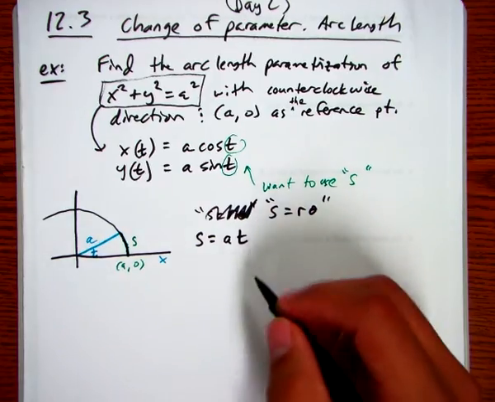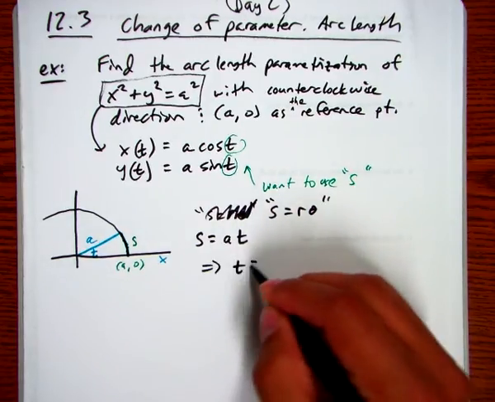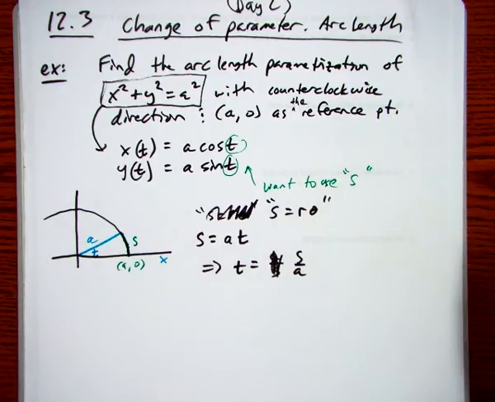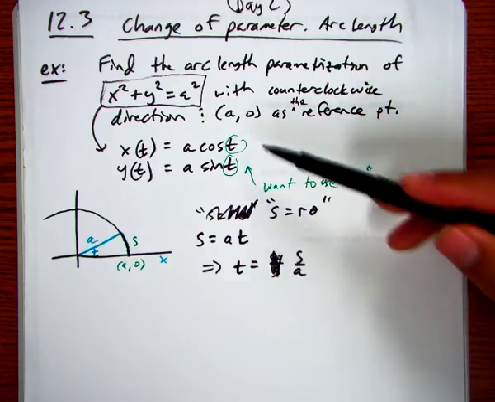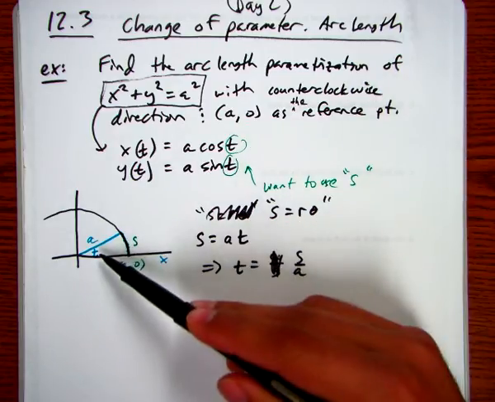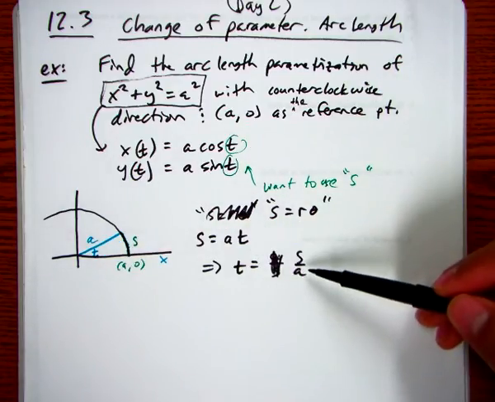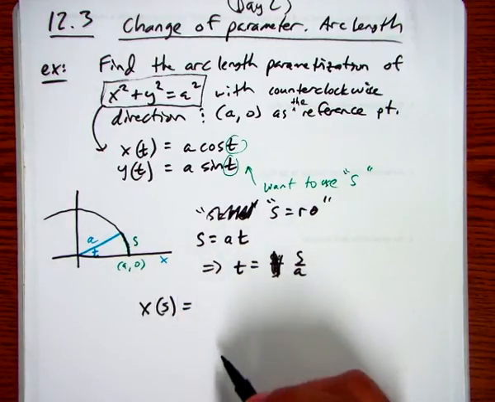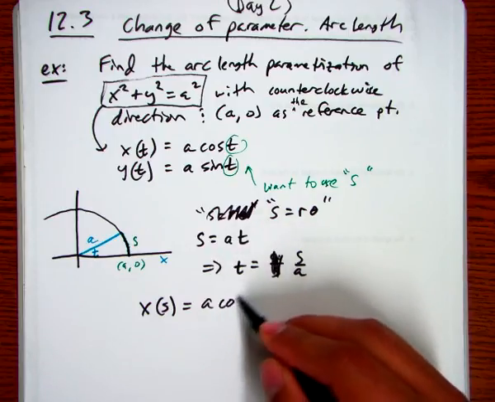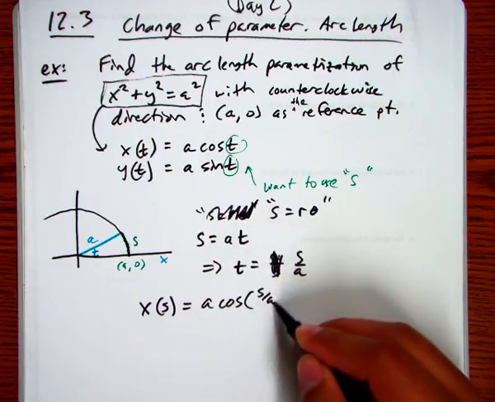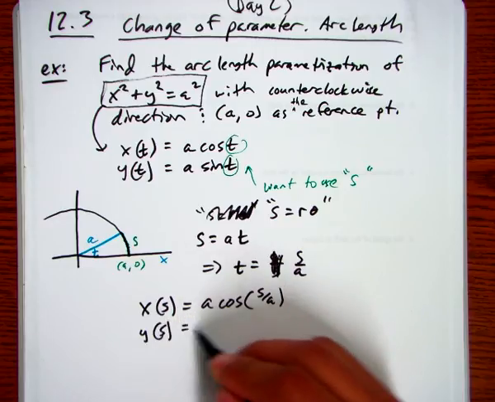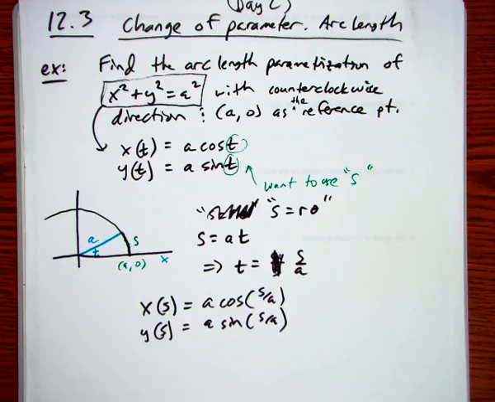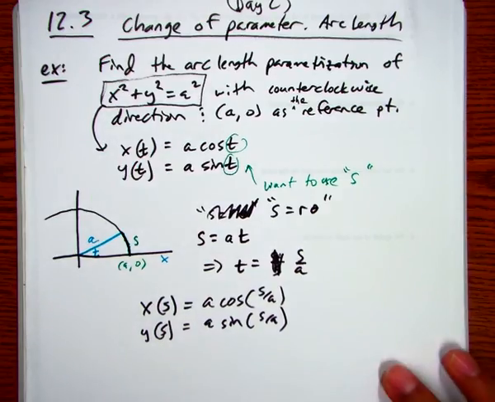So in this case, t would be S over A. So now we have a way to replace the parameter, which is currently the angle t here. Now we're using the arc length parameter. Okay, so our new parameterization would be a function in terms of S, and we just replace t with S over A.